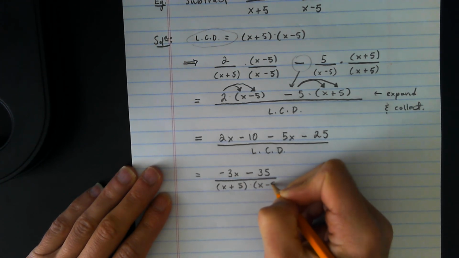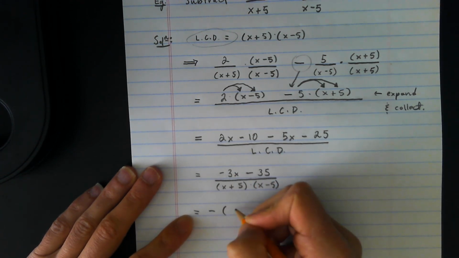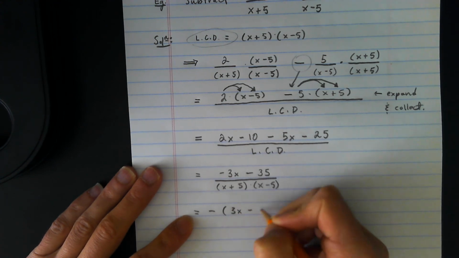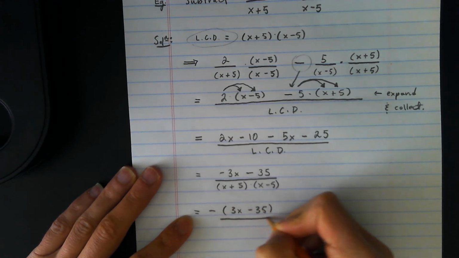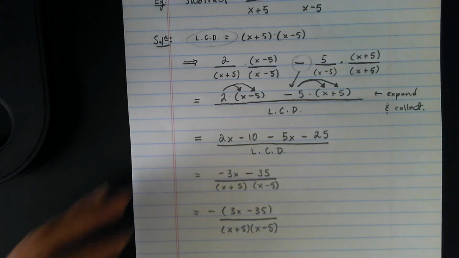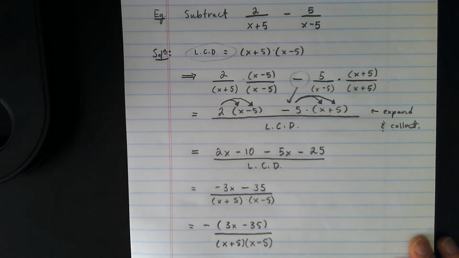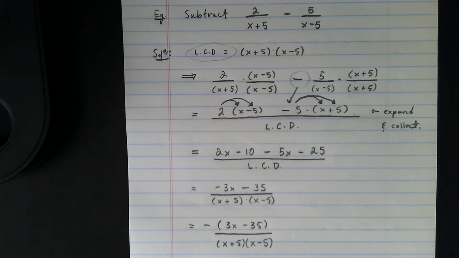That was our LCD. And maybe I would simplify it at this point just by pulling out a minus sign. So I've got minus 3x minus 35 over x plus 5 times x minus 5. Okay. Let me just check my work here. I'm wondering if I made an error here somewhere. I lifted this off the internet, to be perfectly honest. And I thought we were going to have some extra factoring at the end to cancel common factors. Minus 5x minus 25. I think I'm okay here.